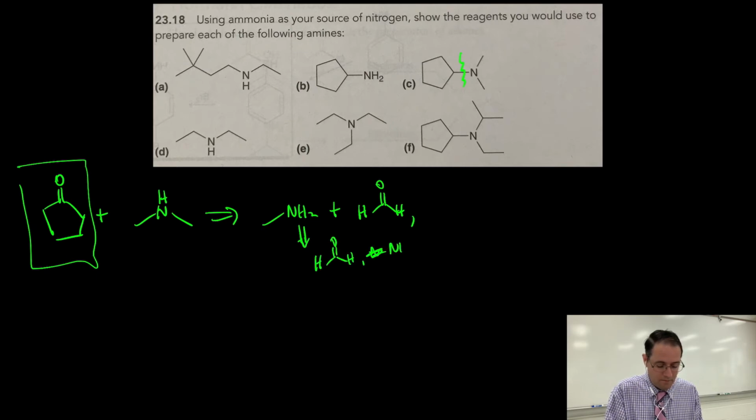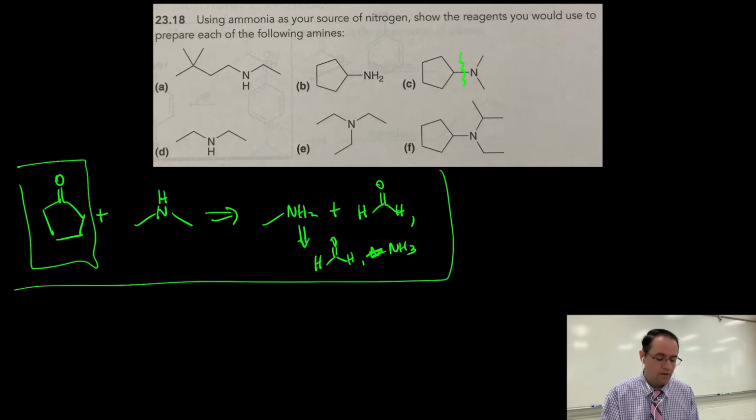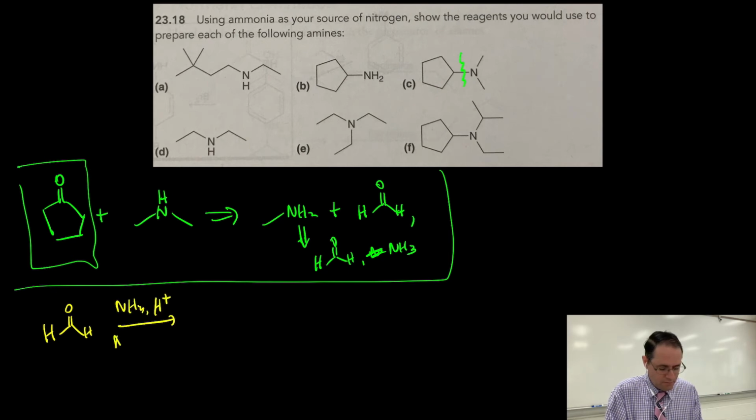Yeah, NH3, okay? So how am I going to do this? Well, let's do the synthesis as follows. We want to take formaldehyde. We want to treat this with ammonia, H+, NaBH3CN, okay? And that's going to make methylamine, okay? So that single carbon becomes a methyl group.